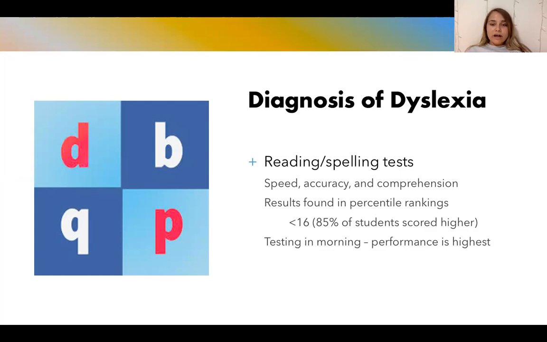Results of that are found in percentile rankings. If a student is scoring less than 16, that means 85% of students around that age range scored higher than that, and that is an indication that a student does have dyslexia. Something I thought was really interesting as I was reading was that it is also recommended to take these tests in the morning because performance is at its highest. Of course, we want to give students their best go at these two tests.